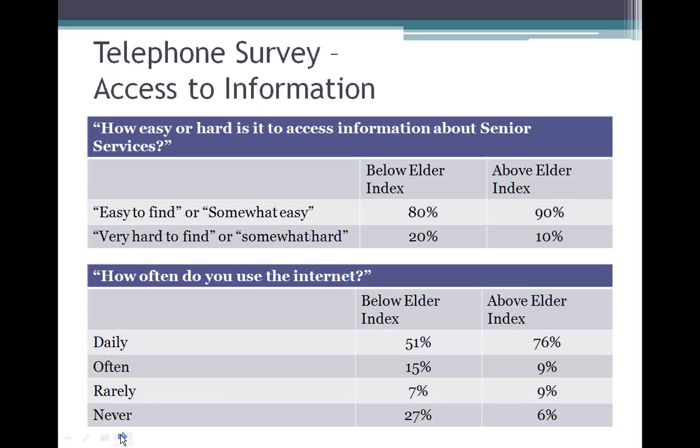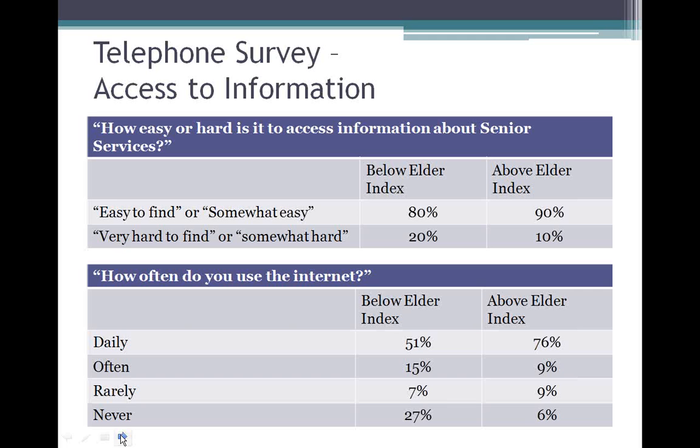So again, one of the primary things we wanted to learn from the phone survey was access to information, and how well do seniors have access to information on services. So one question we asked was, how easy or hard is it to access information about senior services? Overall, it was pretty good. Most respondents did seem to find information easy to find or somewhat easy.